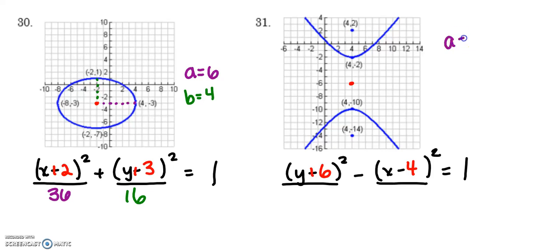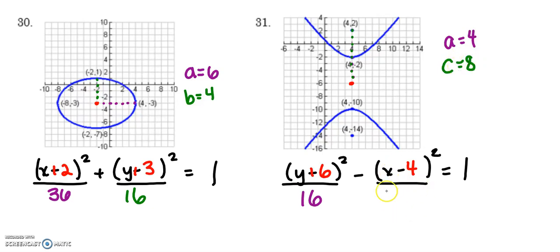So A is going to be the distance from the center to the vertex. 1, 2, 3, 4. So A is 4, which means this will be a 16. And now the tricky thing is that the B value that I need is going out this way and this way to help dictate the rectangle creating the asymptotes. And I can't really see what B is, but I can see what my focus is. So one of the foci, if I count to it, 1, 2, 3, 4, 5, 6, 7, 8, I know that C is equal to 8.